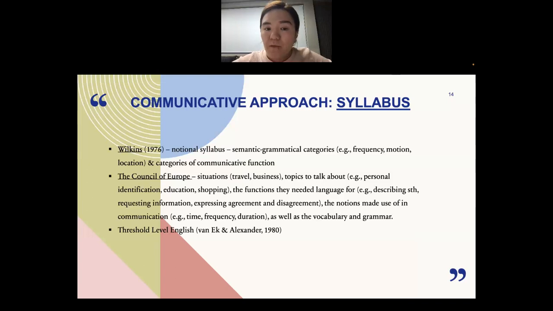has to talk in different situations, like while traveling, doing some business, and then topics to talk about, for example, personal identification, education, shopping, especially in a foreign country. Then the functions that they needed language for, describing something, requesting information, and so on. Then the notions made use of in communication, for example, time, frequency, duration, as well as vocabulary and grammar. Then we had the syllabus described as Threshold Level English, which was described by Van Ek and Alexander in 1980.